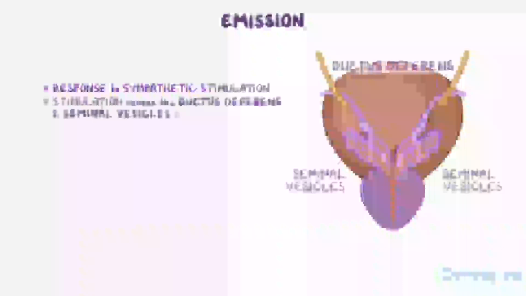Next stage is emission, which is a response to sympathetic stimulation. This stimulation causes each ductus deferens and the seminal vesicles to contract. This pushes seminal fluid into the prostatic urethra, where prostatic fluid is added. So now the stage is set for ejaculation.